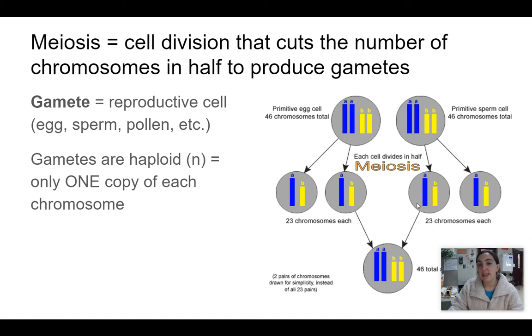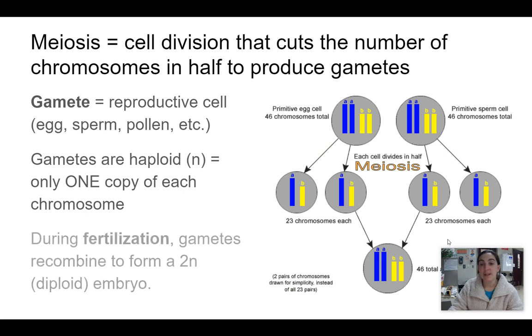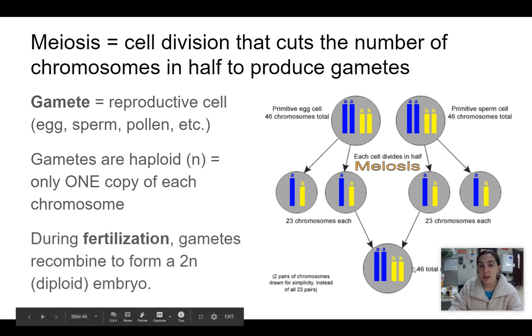Then, when an egg cell and sperm cell, if we're talking about humans, recombine, that process is called fertilization, which then results in an embryo, a new organism that has the full set. In the case of humans, we would have 46 total chromosomes again here. So the process of meiosis helps to cut that number in half so that when those reproductive cells recombine through fertilization, we have an embryo, a new organism that has the correct number of chromosomes.